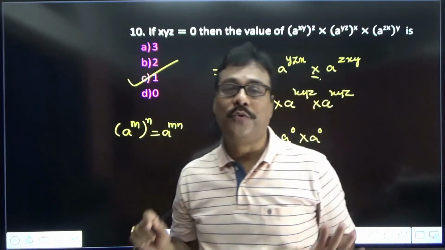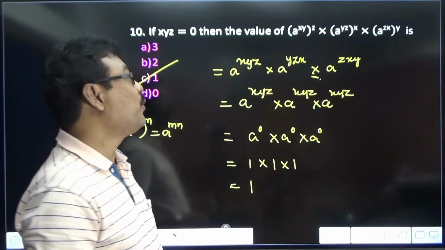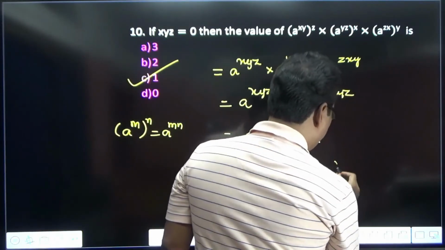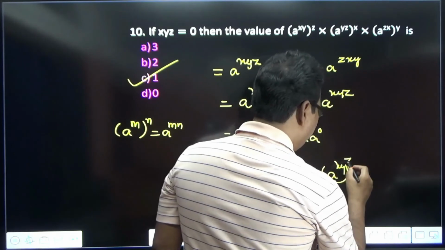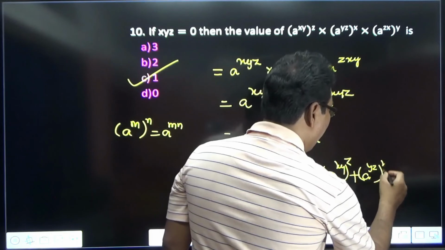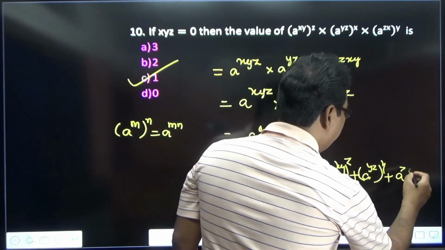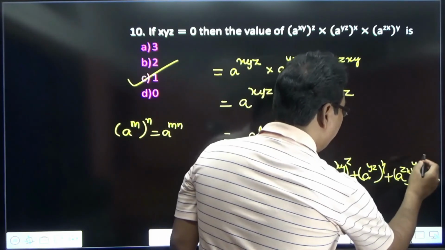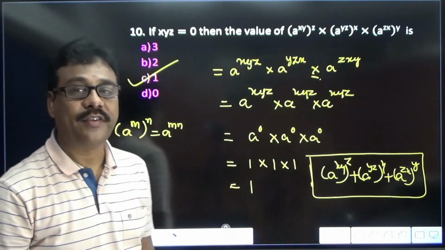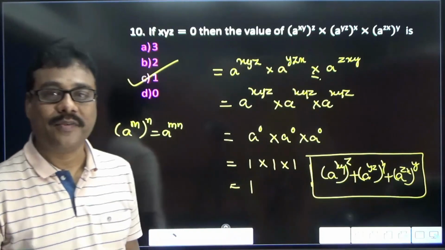Now there is a homework question. The homework question is what? If it is a to the power xy to the power z plus a to the power yz to the power x plus a to the power zx to the power y, then what will be the answer? Please solve these questions and write in the comment box.